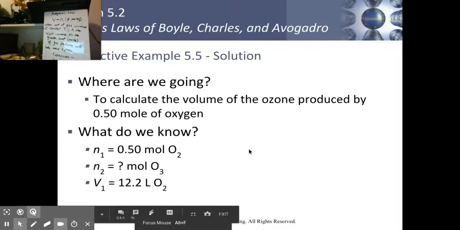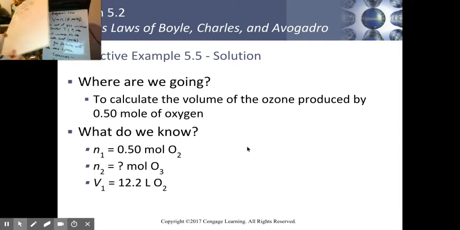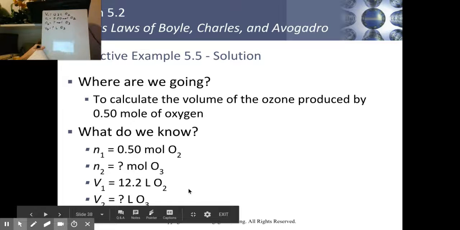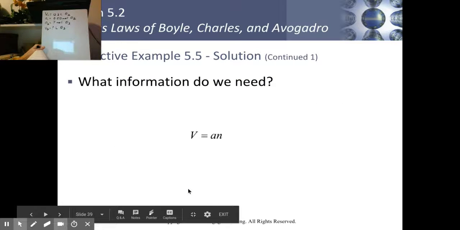Okay. So where are we going? We want to know the volume of ozone. However, we have the initial volume of oxygen and we have the number of moles of oxygen. We don't have the number of moles of the ozone or the volume of the ozone. We know that that's the information that we need. We also need a balanced equation showing how O2 becomes ozone.